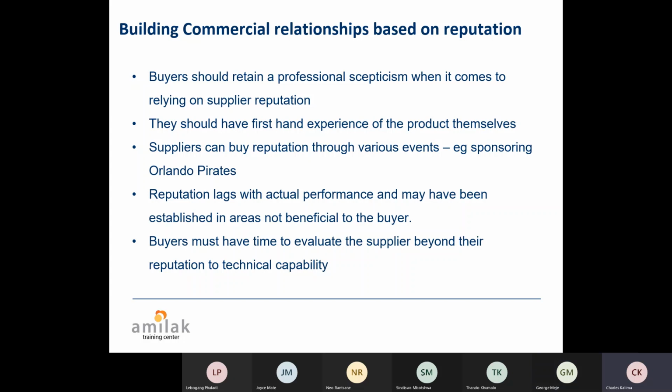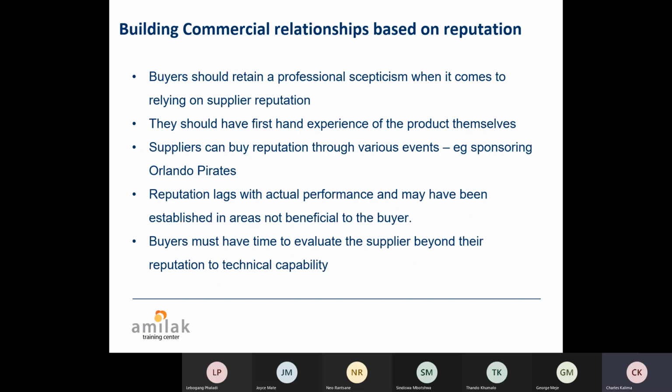Anyway, I'm just saying to you that when you contract, you should not contract based on what you hear about the reputation of suppliers out in the market. All right. So reputation lags with actual performance and may have been established in areas not beneficial to you as a buyer. So you hear about this supplier, they've got a great reputation. Go and find out, because what you are buying is not their reputation. You are buying a product.